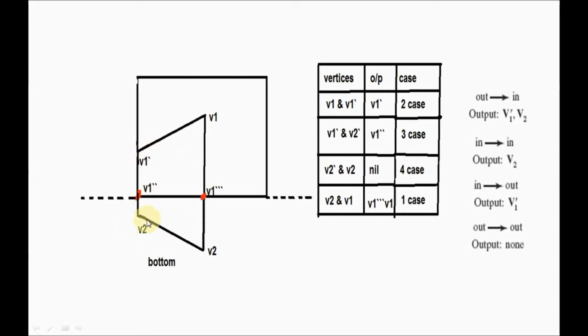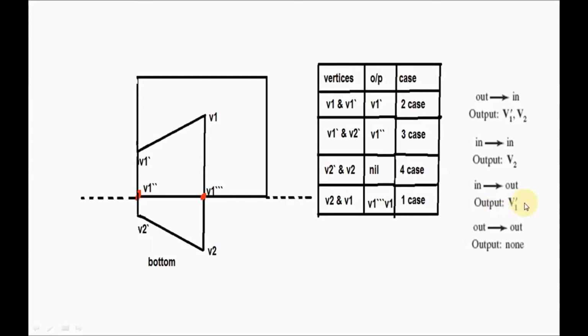Now what are the points here? v1 dash and v2 dash. v1 dash is inside the clipping window, but v2 dash is outside now, because I extended the left side and the right side, and the bottom side extension I removed. Once I remove it, v2 dash will be outside. That's why v1 dash is inside, v2 dash is outside. So what is the case here? Inside to outside.